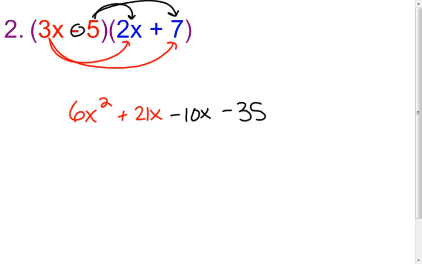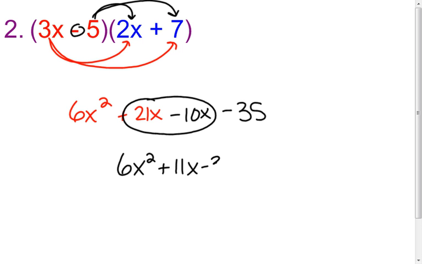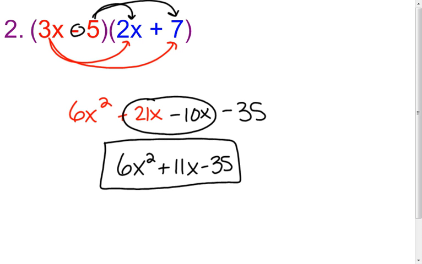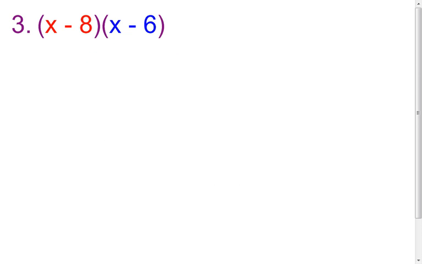And just look to see if you can combine any like terms, which I can. I do not have any other x squareds, but I can combine 21x and negative 10x to make 11x. And then minus 35. Notice how it's usually my two middle terms that I can combine. I just want to point that out because later on you're going to have to undo that. Again, this is a trinomial with three terms and it's quadratic because it has a degree of 2.